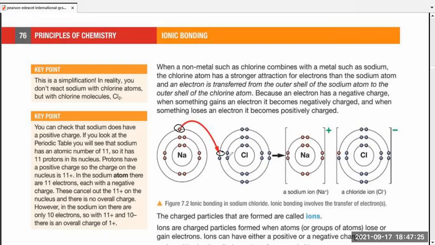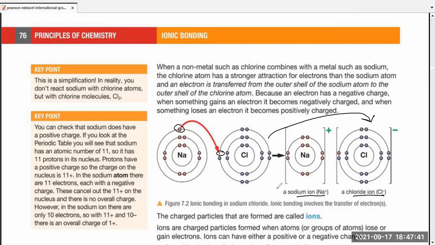An electron has negative charge. When something gains an electron, it becomes negative. So chlorine is converted to a chloride ion, which is negatively charged, as stated over here. Sodium is converted into a sodium ion.